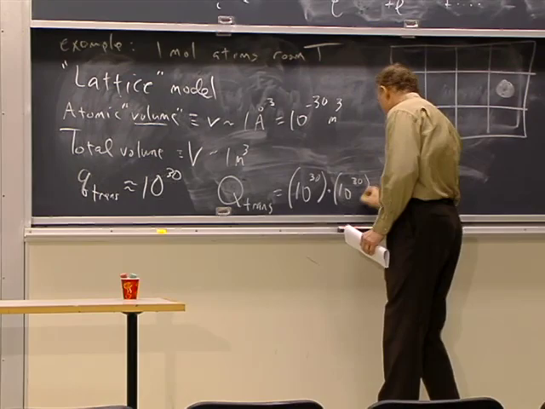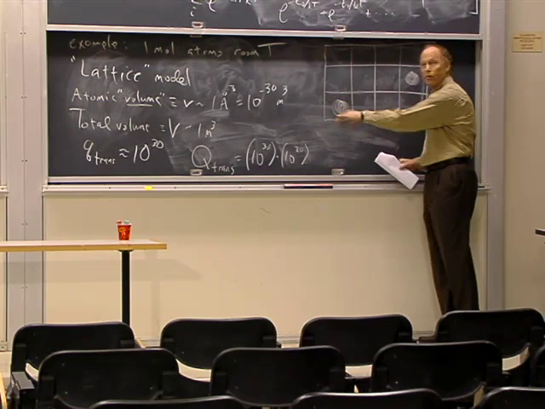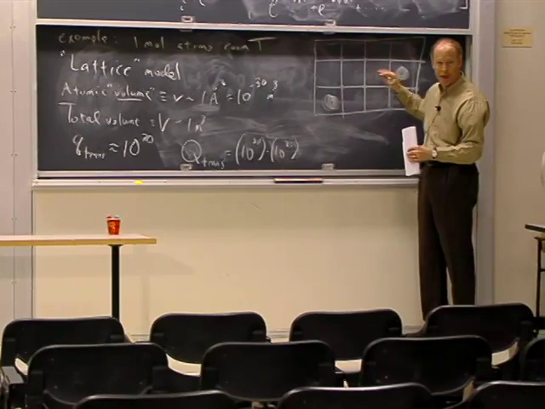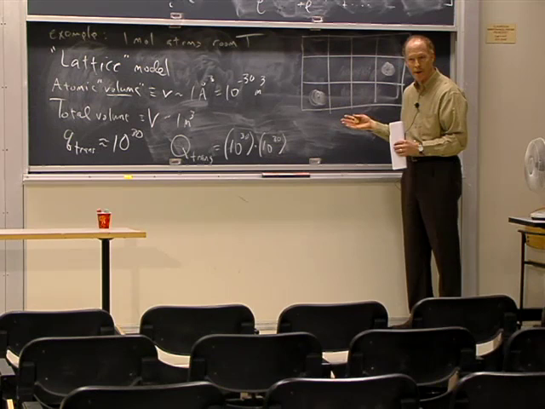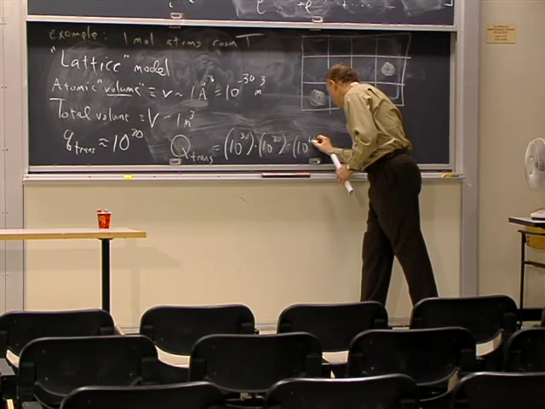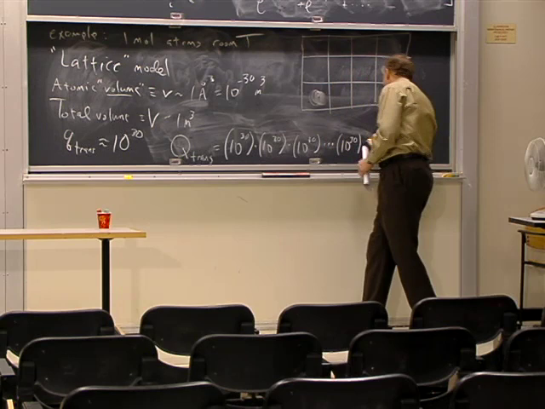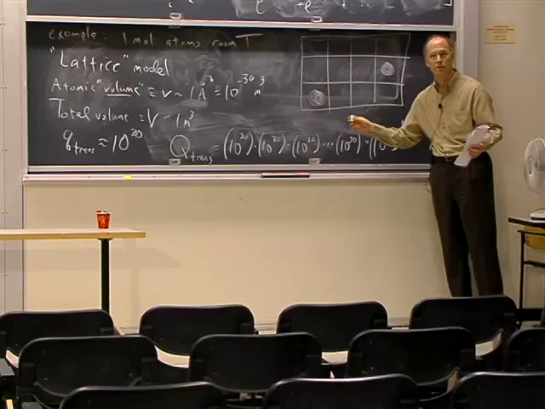In other words, let's now take the whole state. Well, I could put atom 1 here. I have 10 to the 30th possibilities. Atom 2 I can put anywhere else. So the joint probability of that particular state for just the two atoms is 10 to the 30th times 10 to the 30th, right? It's 10 to the 30th squared. So this is going to keep going. It's going to be 10 to the 30th to the nth power, where n is the number of atoms, which is 10 to the 24th.